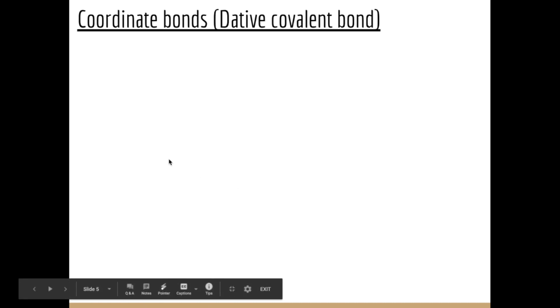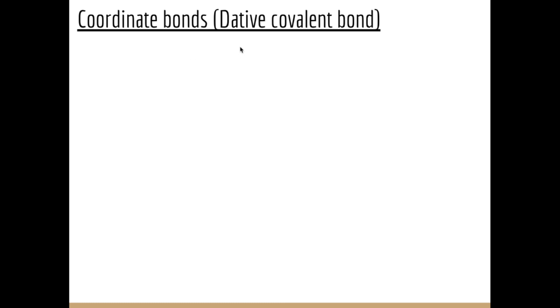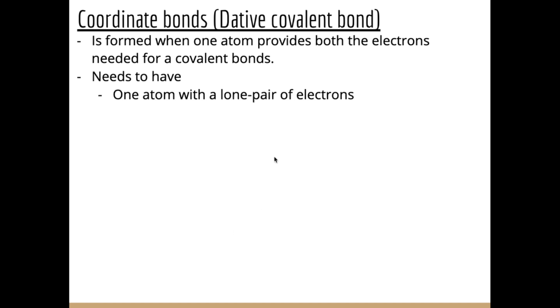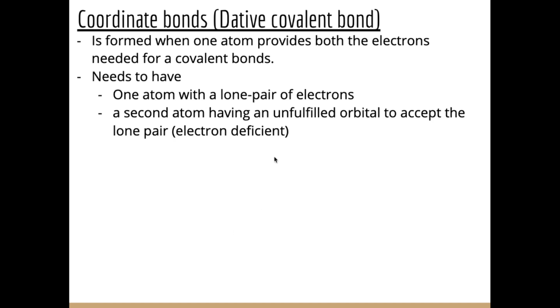There are also these things called coordinate bonds that also go by the name of dative covalent bonds. These are formed when one atom provides both the electrons needed for a covalent bond. So it needs to have one atom with a lone pair of electrons and a second atom having an unfilled orbital to accept the lone pair of electrons.